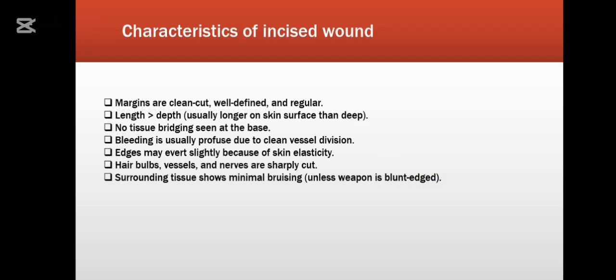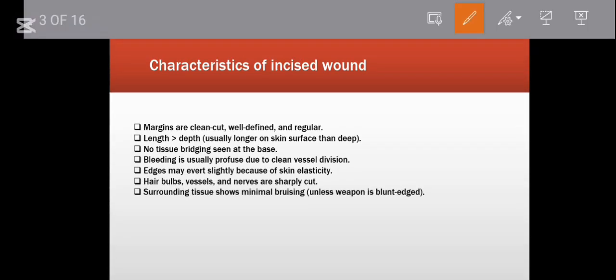Now, what are the characteristics of the incised wound? First one, the margins are clear cut, well defined and regular. Its length is greater than the depth, usually longer on the skin surface than deep. Tissue bridging is not seen. Bleeding is usually profuse due to the clean vessel division.